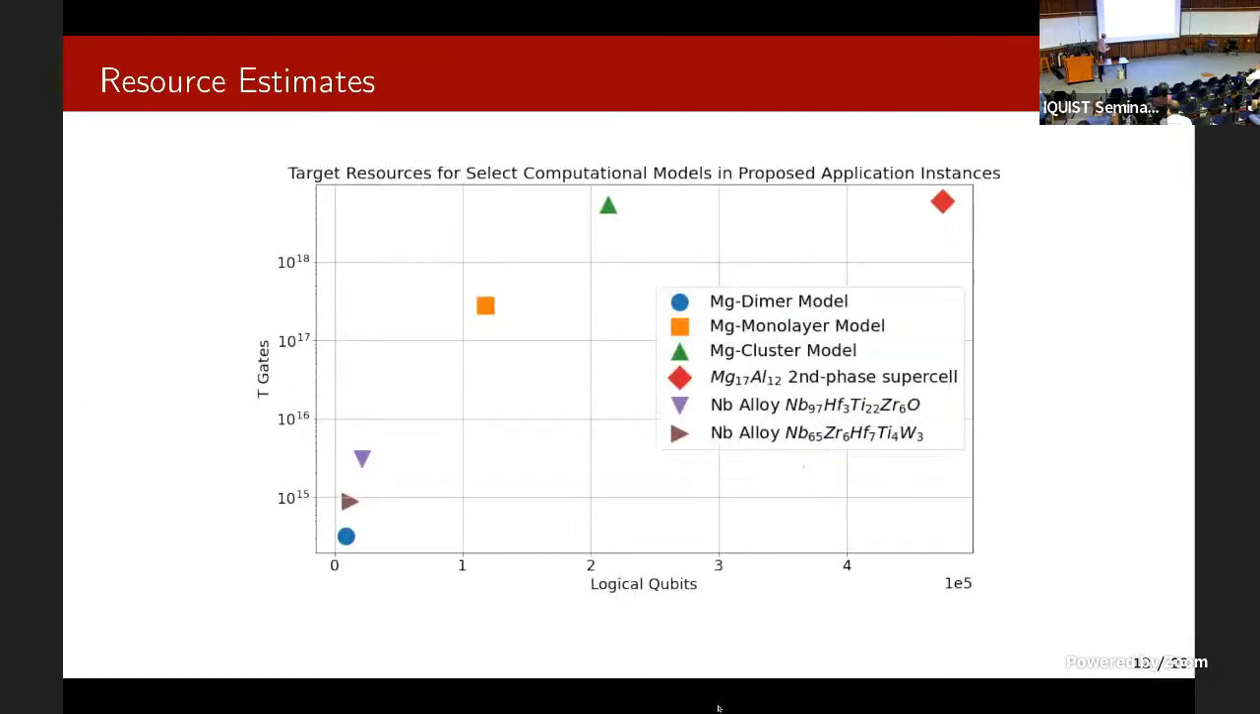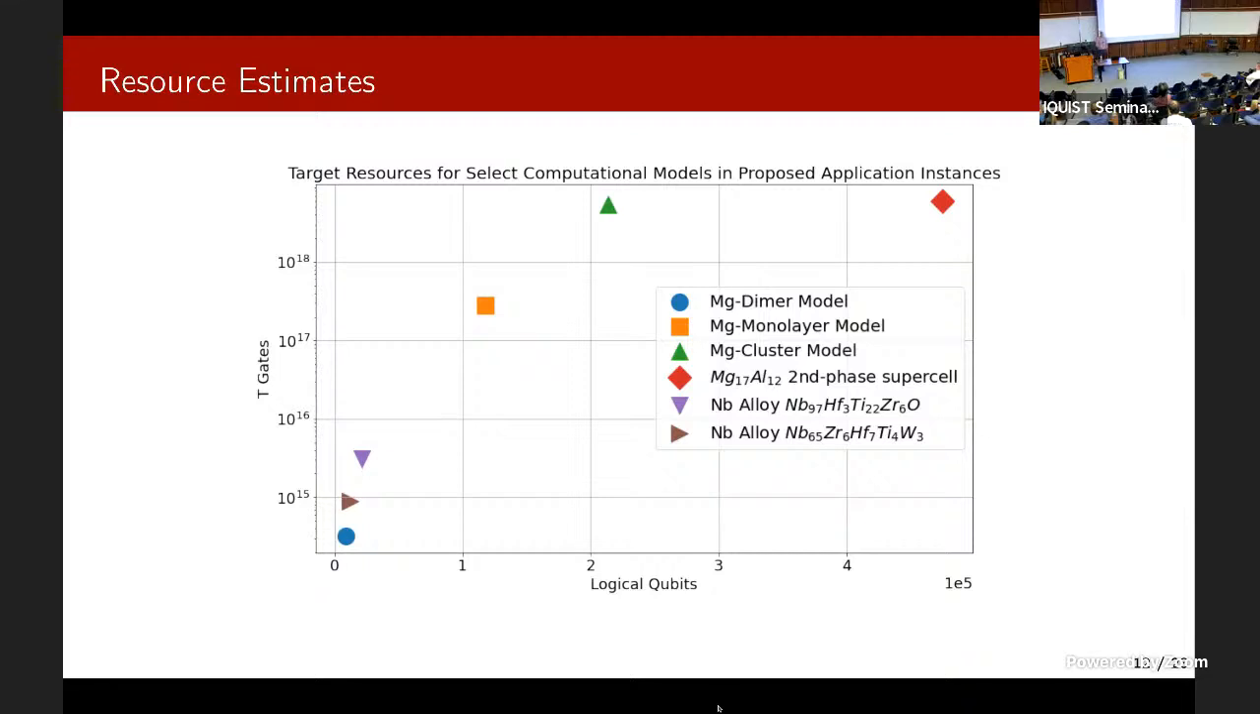I'll go back to this slide. There are many other systems here. You've got a magnesium cluster model, a monolayer model. You could get down to a minimal magnesium dimer model that's still 10 to the 15. We also did resource estimates of the niobium alloys that I previously introduced. But all of these are very large.